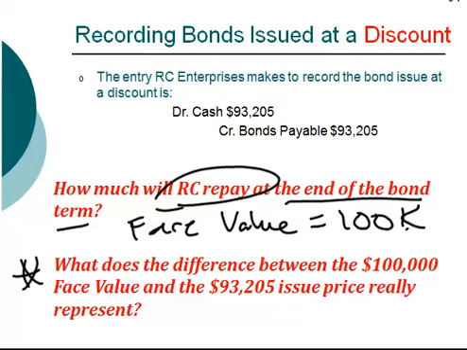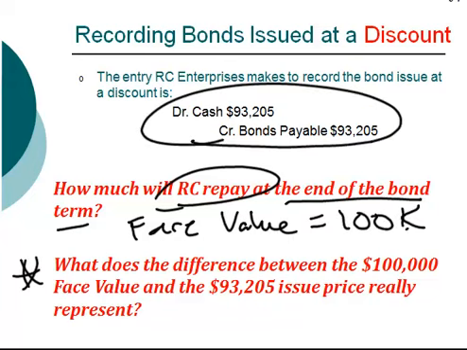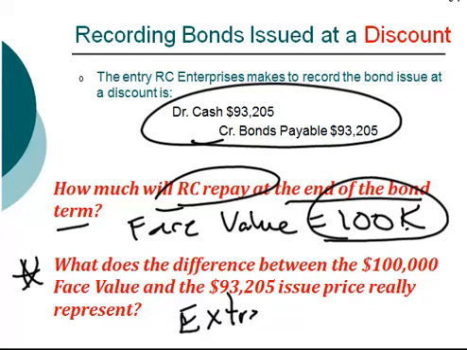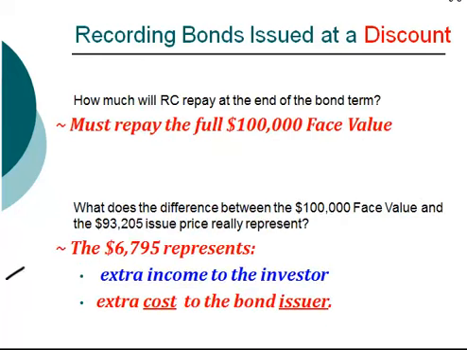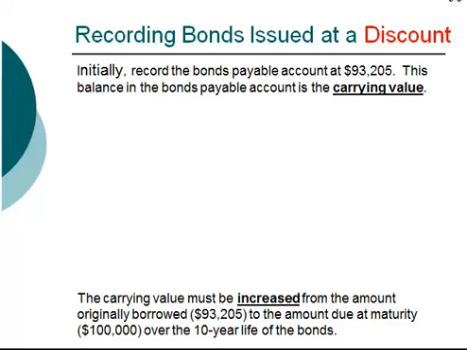The difference between the issue price, the cash that we receive, and the amount we ultimately have to repay really represents extra interest cost. The extra amount the bond issuer will repay represents extra income to the investor. This is what induces the investor to actually buy our bond. The extra income to the investor is a cost to the issuer, and we must account for this cost. The journal entries will look something like this.